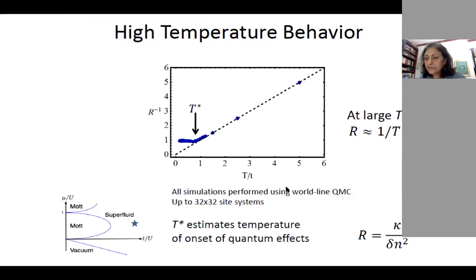So, sorry, you're saying that quantum fluctuations don't follow the fluctuation dissipation theorem? Yeah, they don't, that's right. They still follow that expression. I mean, that expression is still correct with the T. I'm still plotting the same variables, but the behavior of those variables is such that R inverse, this kappa over delta n square, is now temperature independent. Okay.